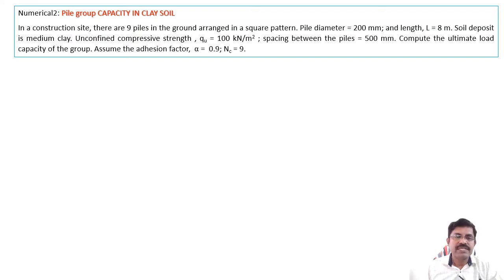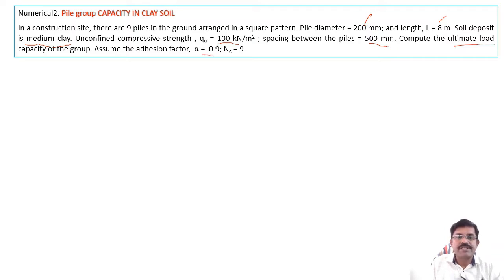In a construction site, there are 9 piles in the ground arranged in a square pattern. The pile diameter is 200 millimeter, and the length is 8 meter. The soil deposit is given as medium clay, and the unconfined compressive strength is given as 100, and the spacing between the piles is 500 millimeter. Calculate the ultimate load carrying capacity of the pile group.